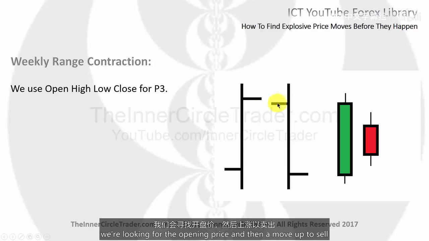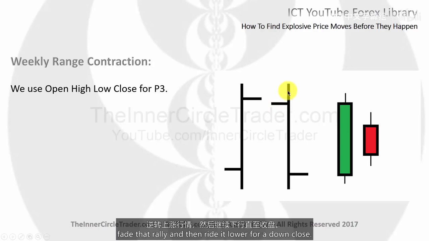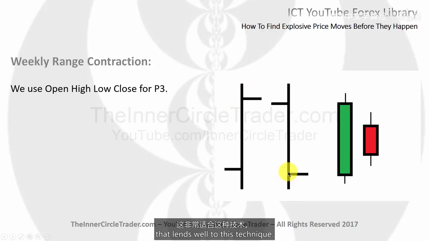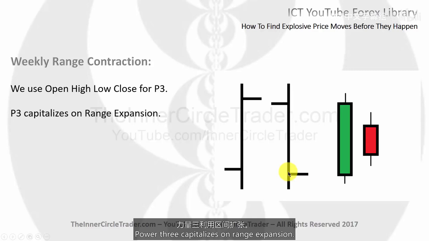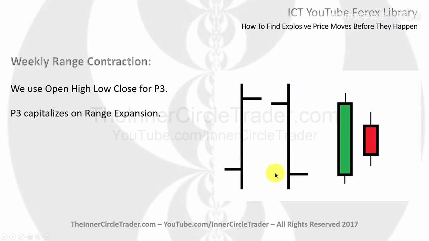And when we're bearish, we're looking for the opening price and then a move up to sell or fade that rally and then ride it lower for a down close. Now, that's assuming that we know there's going to be a large range day or a directional bias that lends well to this technique. Power 3 capitalizes on range expansion, so we have to know the likelihood of this phenomenon happening, otherwise we're going to do it wrong.